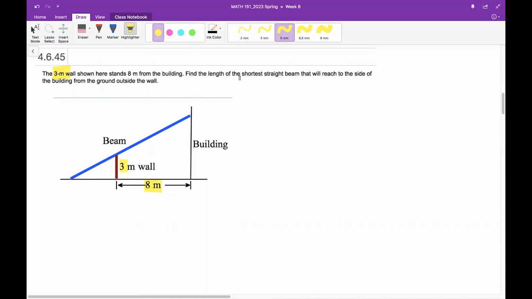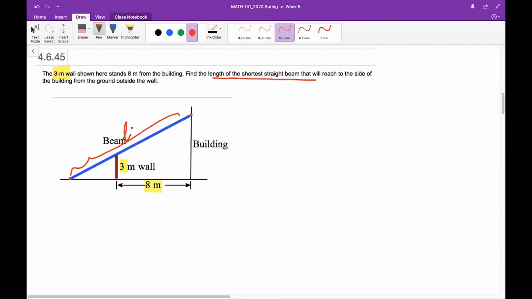And the question is, find the length of the shortest straight beam. Okay, we have a beam like that. We are interested in the length of it, and we want to minimize the length of this beam. The question is, find the length of the shortest straight beam that will reach to the side of the building from the ground outside the wall. So we want to put a straight beam like that touching both ground and the building and going over the wall like that. So we want to minimize the length of such a beam.